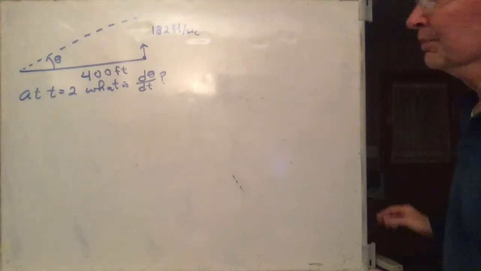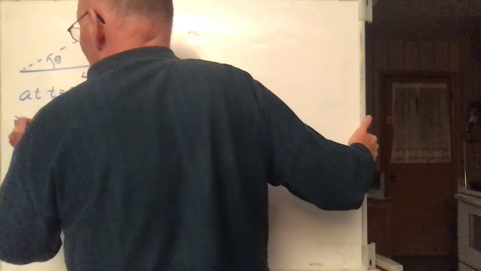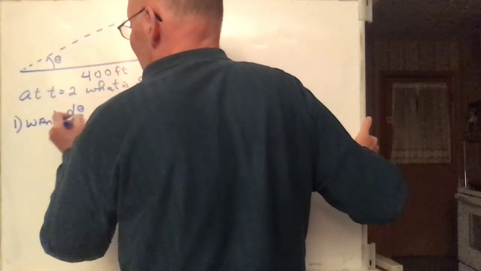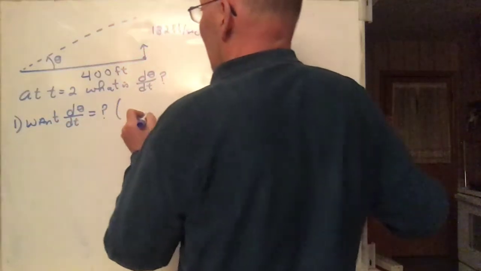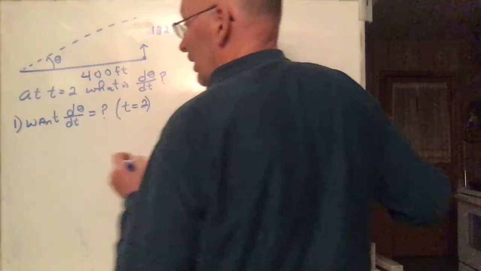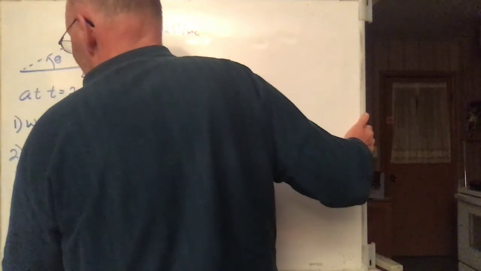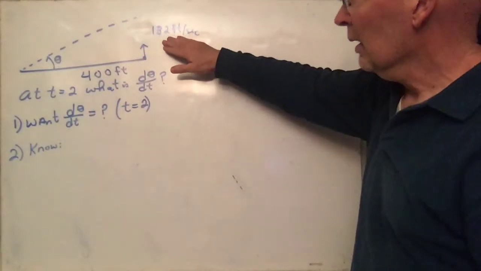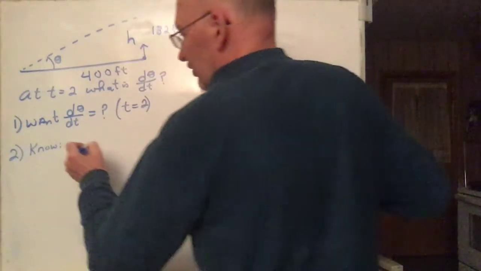So let's do this one. So here's what we want. We want d theta dt, and we want it at time equal to 2. Okay? What do we know? We know, should we call this h again? We know dh dt.